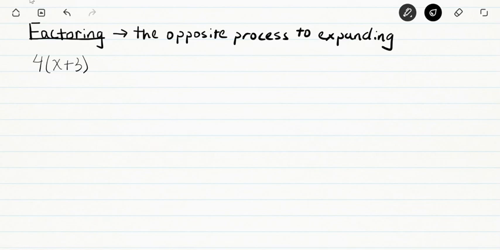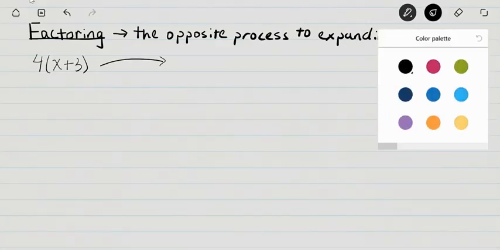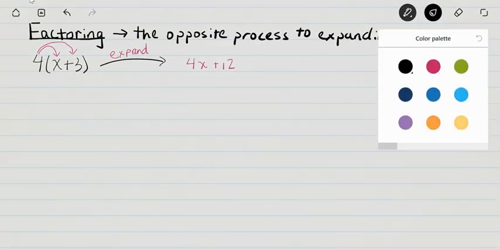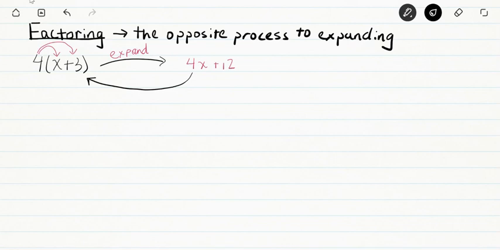Now, if we were asked to expand this, then we know that we would multiply the 4 times the x to get 4x, and multiply the 4 times the 3 to get positive 12. So this is the expanded form, and the 4 times x plus 3 we call the factored form. So the process of factoring will take us in reverse from the 4x plus 12 back to the 4 times x plus 3. So that's the goal when we are factoring, is to do the reverse of what expanding looks like.